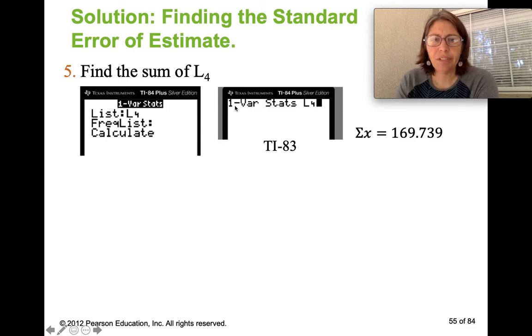TI-83s, it comes to here, tell it list 4. If you don't tell it list 4, it's going to run information on list 1. So tell it list 4. When you run that information, look for the sum of the x's. That will be the sum of the data values in that list. So that's what you're putting in your calculator, and we are looking for the sum of the x's, which is 169.73. Okay?